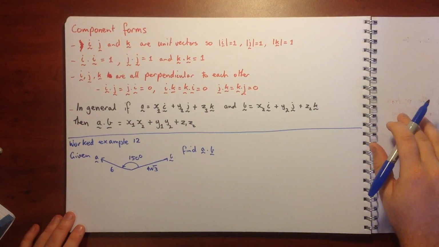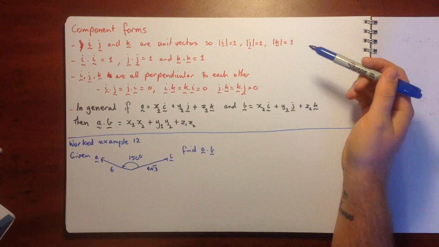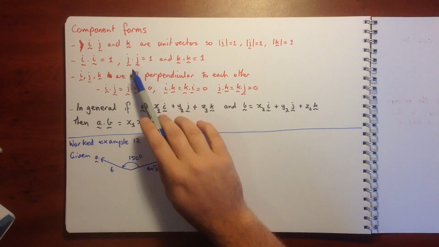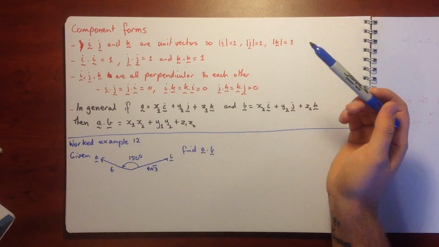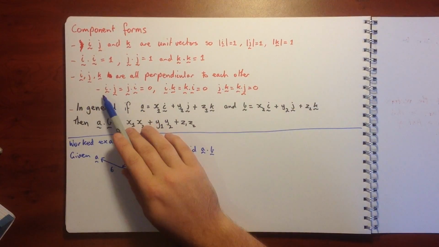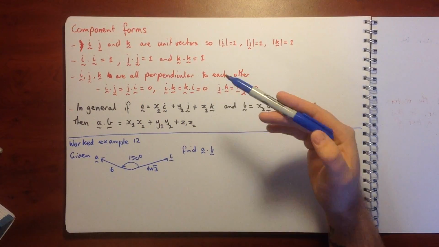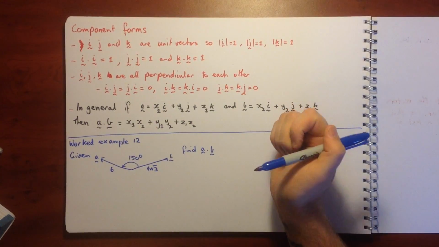Okay, moving on, we can look at it in terms of component forms. So i, j and k, remember they're our unit vectors. So the magnitude of i is 1, the magnitude of j is 1, and the magnitude of k is 1. That means that i dot i is 1, j dot j is 1, and k dot k is 1. So i, j and k are all perpendicular to each other. So that means that i dot j and j dot i are equal to 0, or i dot k or k dot i is equal to 0, or j dot k or k dot j are all equal to 0, since they're perpendicular to each other.